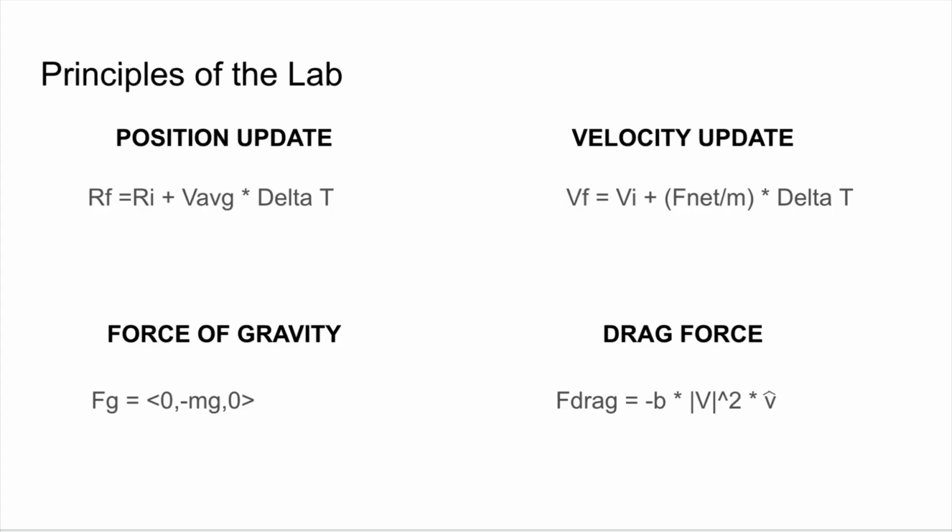The principles of this lab were the position update formula, which is position final equals position initial plus velocity average times delta t, and velocity final equals velocity initial plus the net force divided by m times delta t. We can use these in GlowScript for iteration, so after each delta t it will update the velocity and position. To get the net force, we use two different forces: the force of gravity, which is just negative mg, and the drag force, which is negative b, a constant, times the magnitude of v times the unit vector of v.